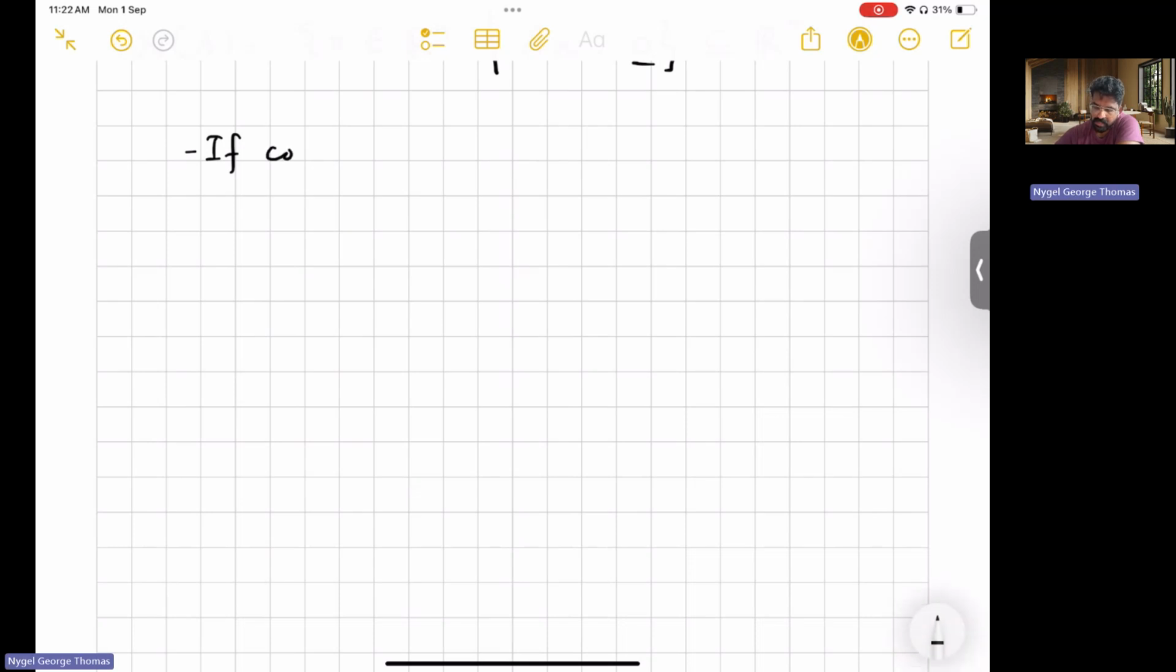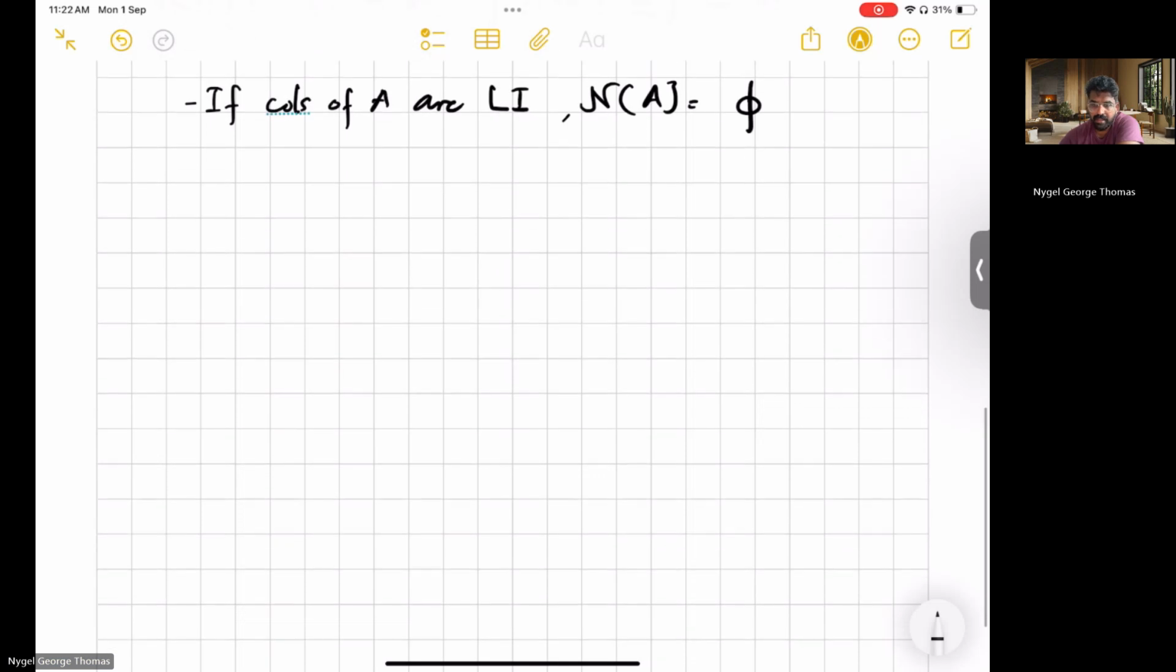Okay, let's write this. If columns of A are linearly independent, then the null space of A is a null set. Oh, it's not actually a null set. To be precise, it only contains the 0 vector. It's not a null set. A null set doesn't have anything in it, right? It's a singleton set which contains the vector 0.